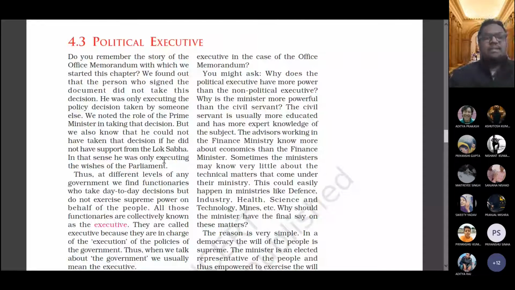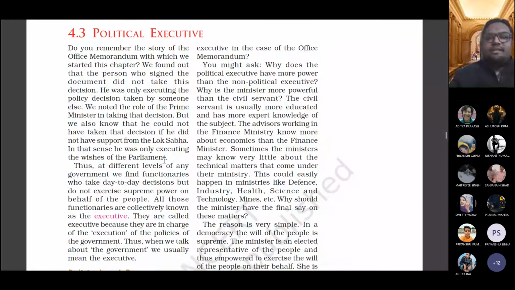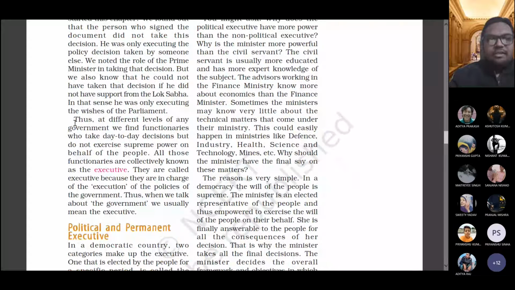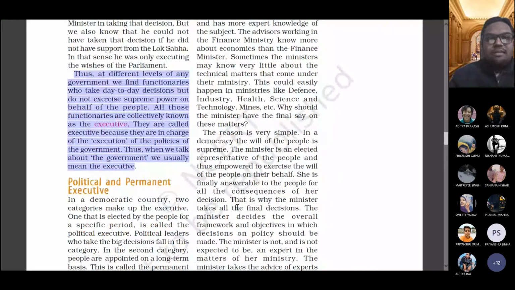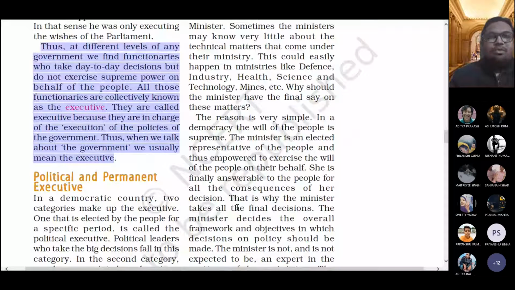So yes, last time we have discussed who is an executive. I have told you all also that this is the definition here. At different levels of any government, we find functionaries who take day-to-day decisions but do not exercise supreme power on behalf of the people. Remember, students, in a democracy, supreme power on behalf of the people is exercised only by the parliament, especially the Lok Sabha in India, we are talking about.